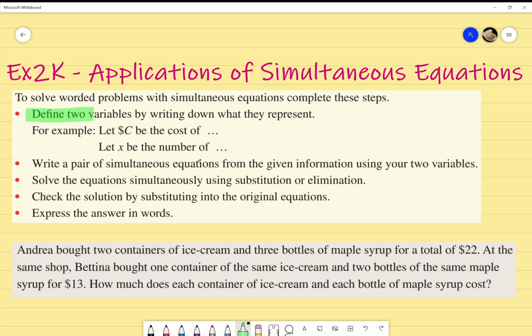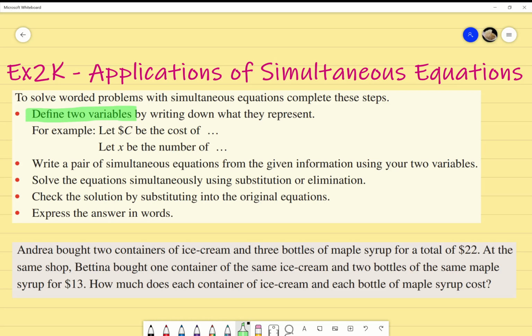We need to first define two variables. Can I get you guys to write that down as your first step? Define two variables. For example, C could be the total cost, and X the number of potato chips in a bag, or whatever it is. We're forming two different equations, so we need two different variables: X and Y, A and B, X and C, whatever it is.